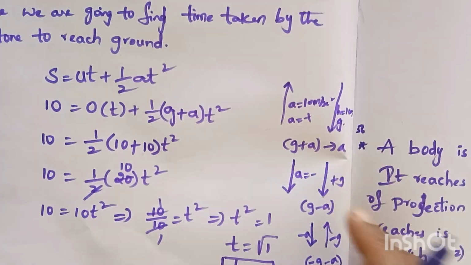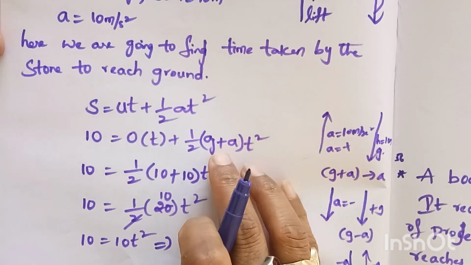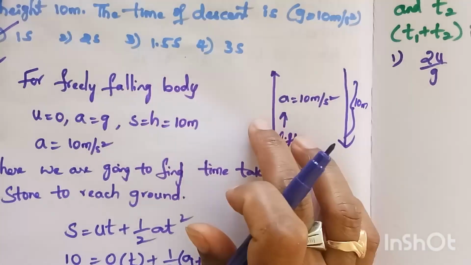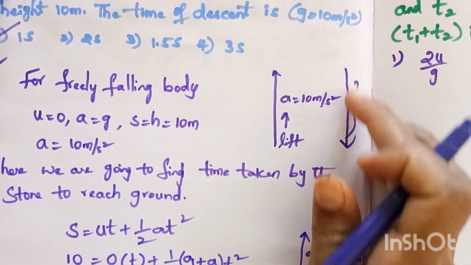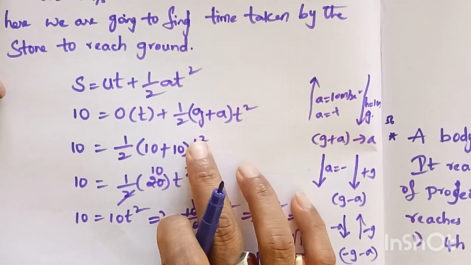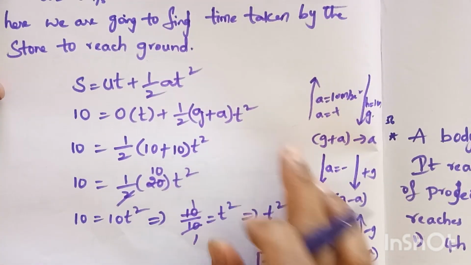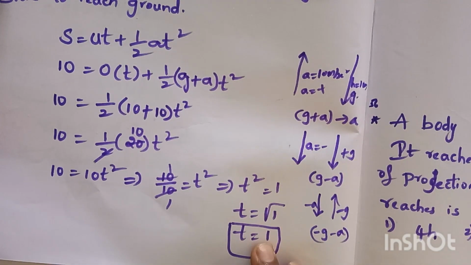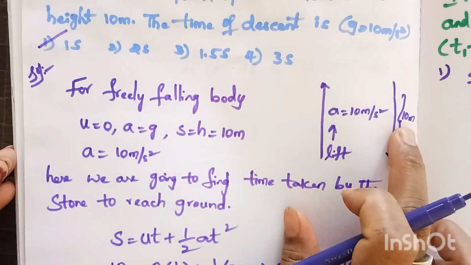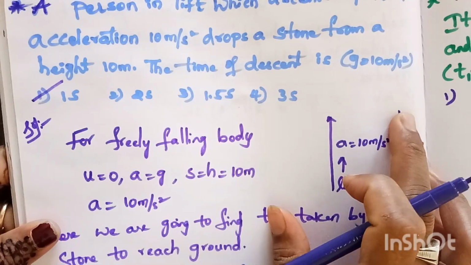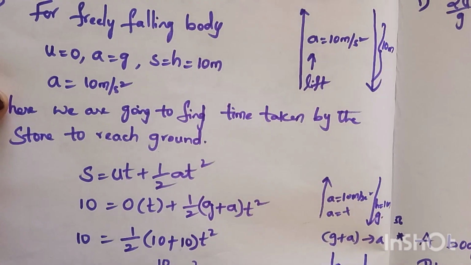So in place of a we have taken g plus a. Why? Because the acceleration is in the upward direction and the gravity will be in the downward direction, so g plus a. So this is the time taken by the stone to reach the ground from a height of 10 meters. If you have any doubts, please comment in the comment box.